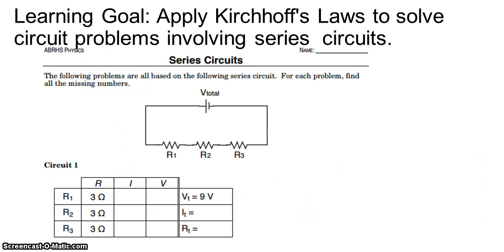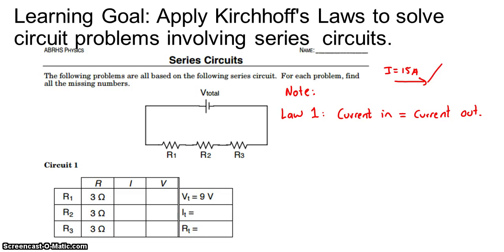So if you're taking a note on your page, we can say law 1, current in is equal to current out. And maybe a picture might help you with this one. So I've got I is equal to 15 amps, and that splits off into, let's just say, 5 amps and 10 amps.